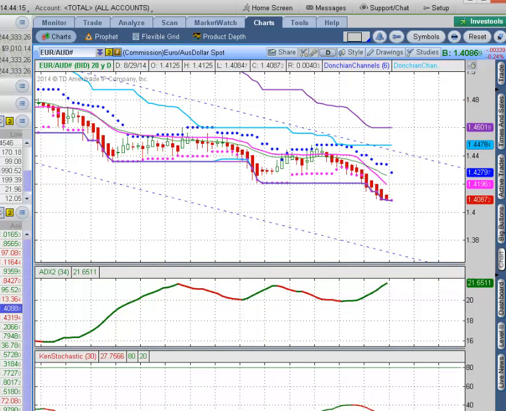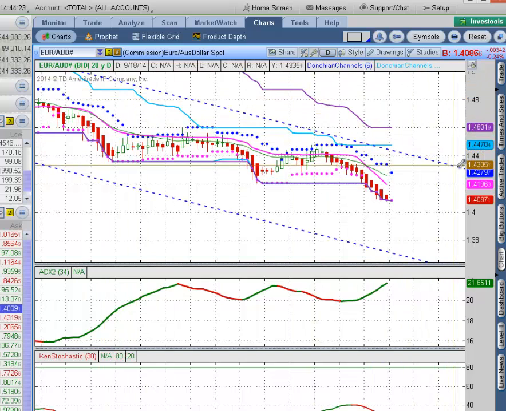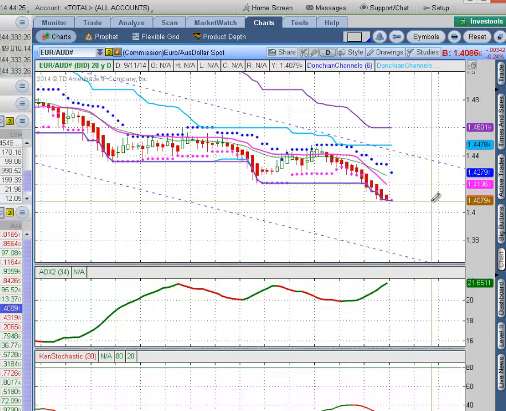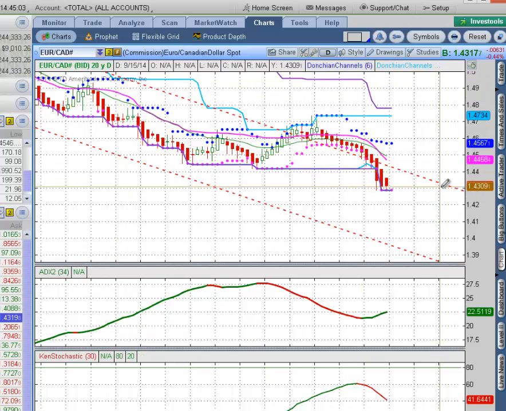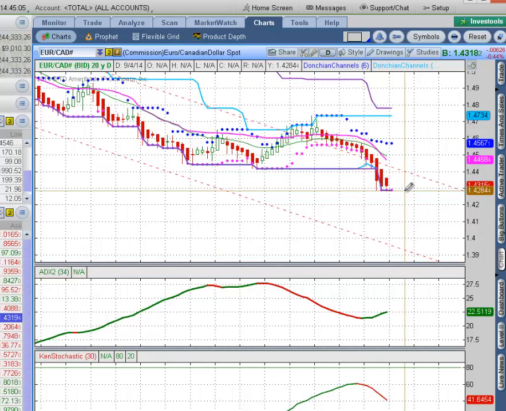Let's now look at the price charts for our other 5 qualified pairs. The first is the Euro Aussie dollar. This has been in a long-term downtrend channel, and this would be a bearish trade. The second pair is the Euro Canadian dollar. This has been in a long-term downtrend channel. It would be a bearish trade.